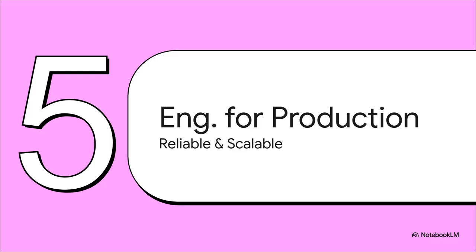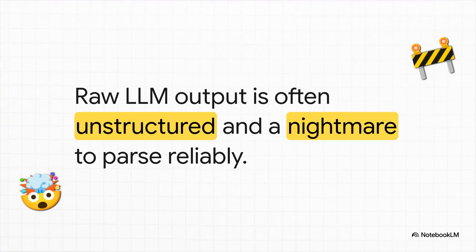All right, this is all great in theory. But now for the million-dollar question every developer has. How do we actually ship this? How do we make this stuff reliable, scalable, and machine-readable enough for a real production app? I think we've all felt this pain.